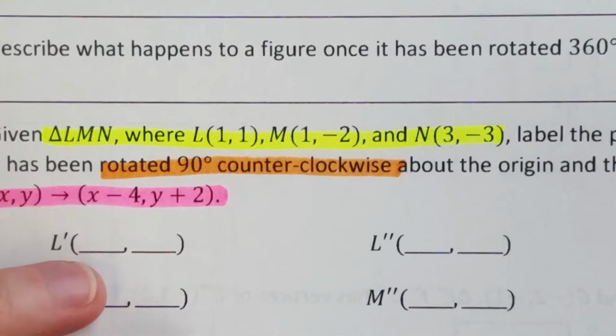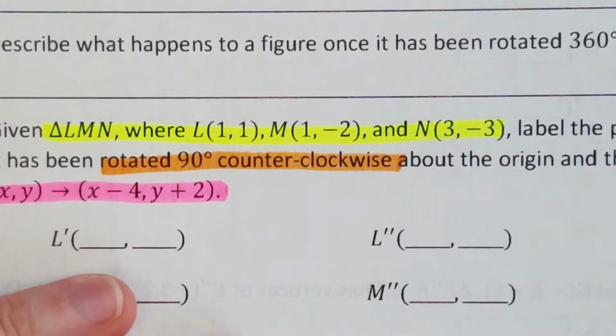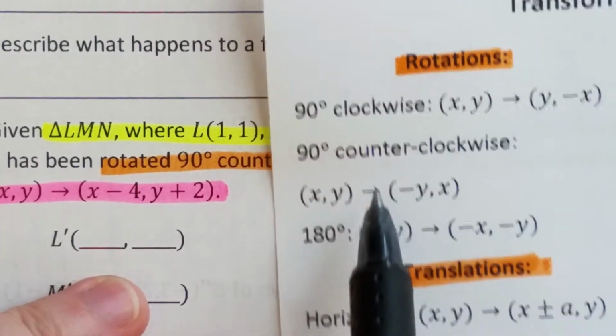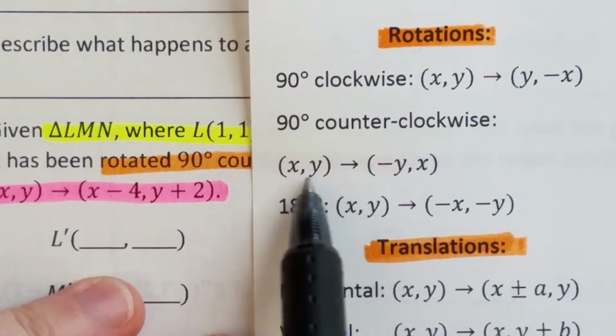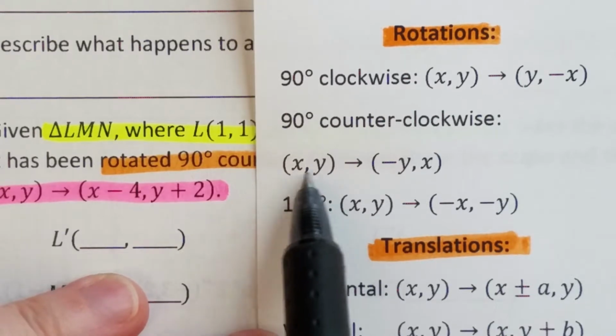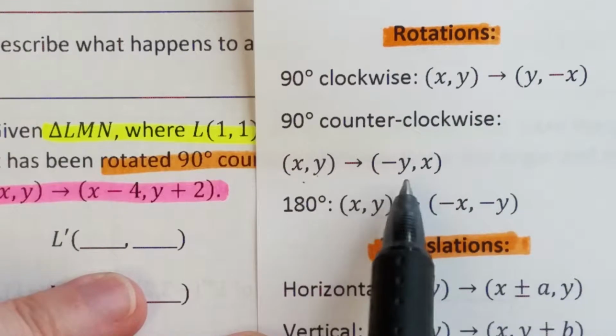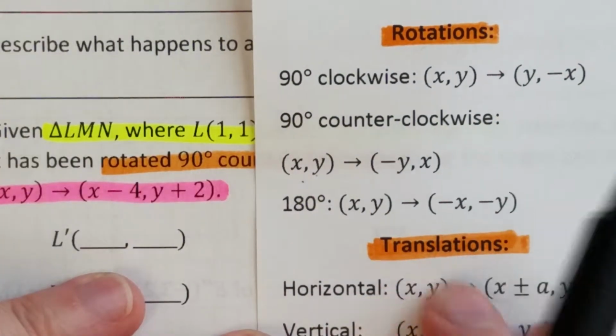So if I go back up here to my coordinates, I'm going to apply the rule for rotating 90 degrees counterclockwise. So that rule is right here. For every one of my points that I have here, I'm going to change the sign of the y and I'm going to swap them because that's what the rule tells me to do.